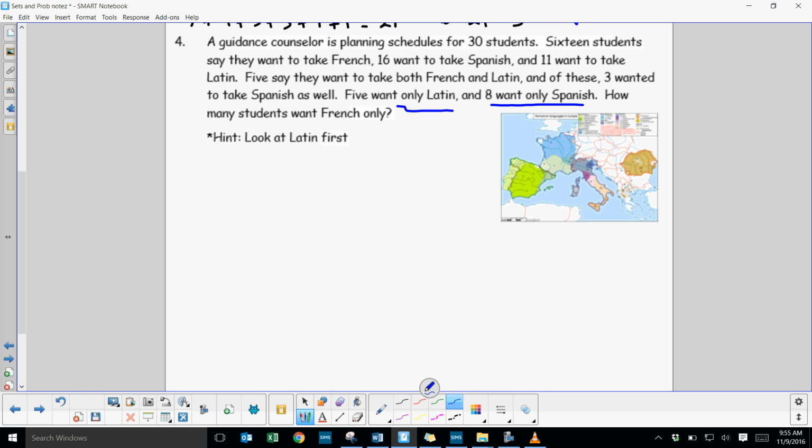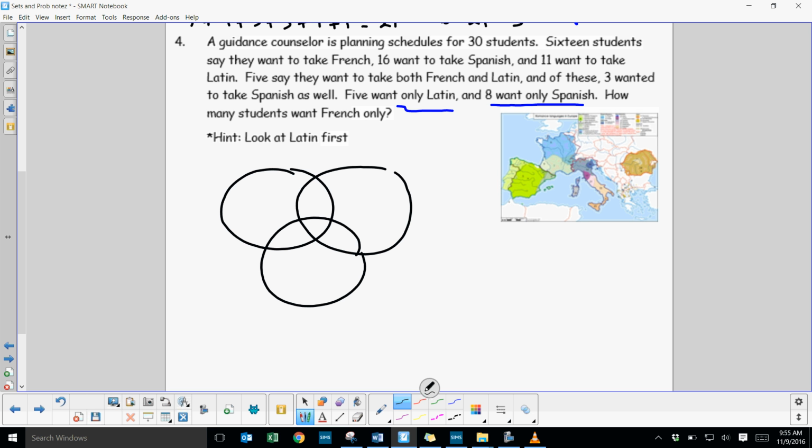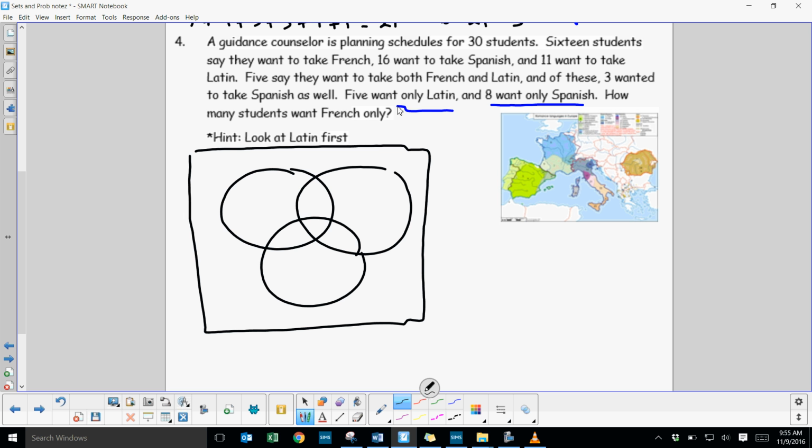Again, there is a fair bit of overlap, so we're going to have to do 3 overlapping circles. If in doubt, just do overlap, and if it turns out there's no overlap at all, you can always do a different one afterwards. So the universal set, that's what we've got to label, and we've got to label the languages. I'm going to do French here, Spanish here, and Latin down here.